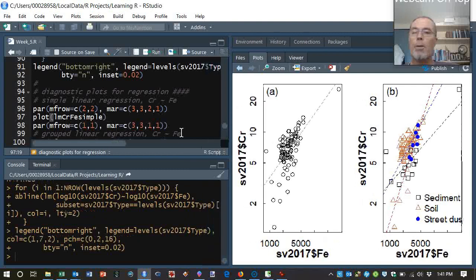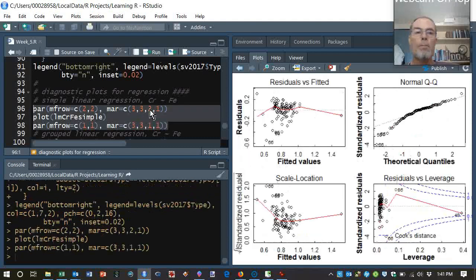Let's make that a little bit bigger. We get four plots, so I'm making a 2 by 2 matrix of plots, and then after I've plotted, I'll reset those parameters back. So let's run all of those. All right, and there are our diagnostic plots. We'll quickly go through those because they're quite useful.